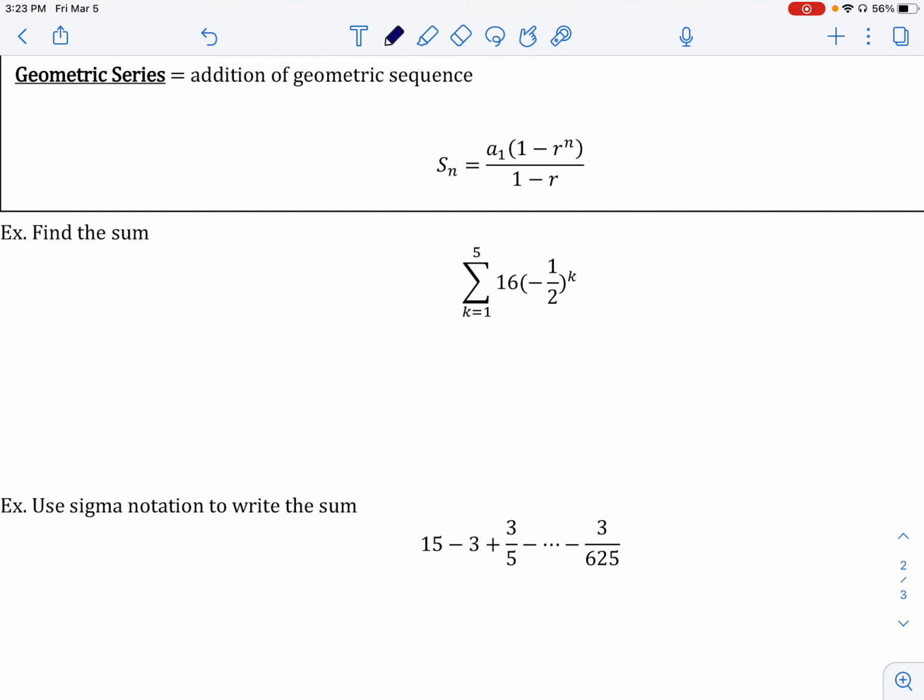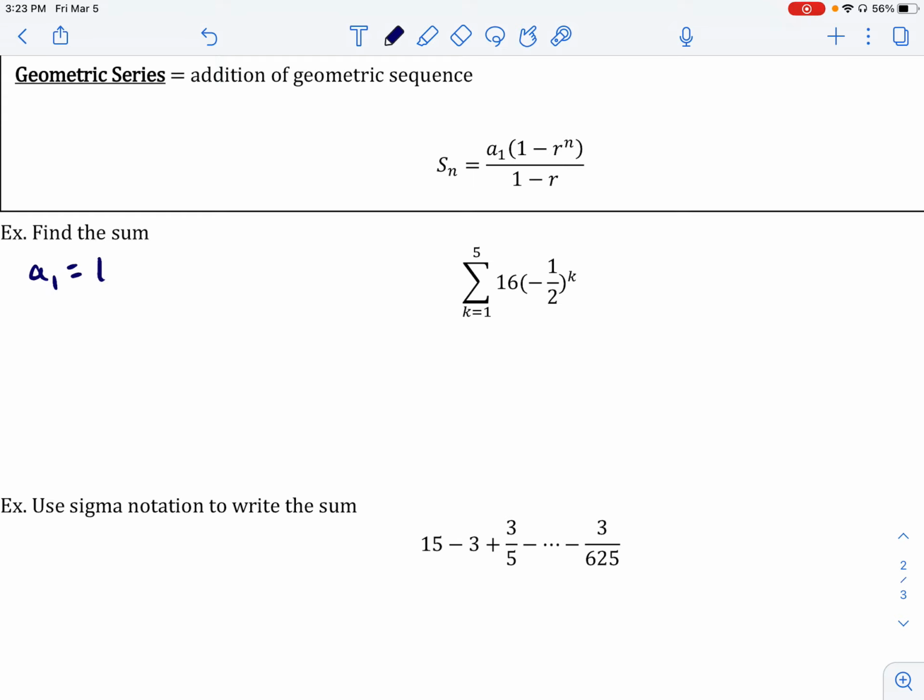So we've got a geometric series where our lower index is 1, our upper index is 5, meaning we're starting with the first term and adding all the way up to the fifth term. We can say that our common ratio is negative 1/2. So what we do need to find is a sub 1. Now at first glance you might be tempted to just say that it's 16, but look at it carefully. A sub 1 is going to be equal to the following.